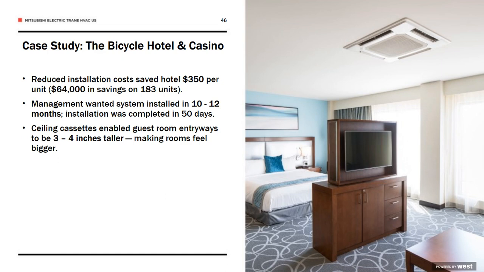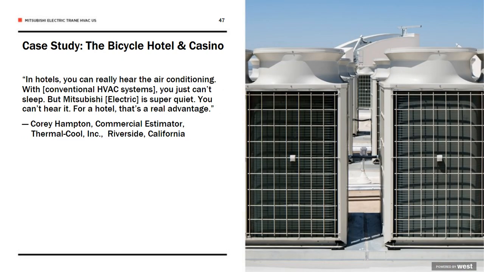The use of ductless ceiling cassette indoor units also enabled the hotel's owner to make guest room entryways 3 to 4 inches taller, which translated to an overall bigger feel in the guest rooms. This, along with a quiet operation, ultimately leads to a better experience for the hotel's guests and contributed to the high-end nature of the hotel. The end result was a win-win for the Bicycle Hotel, reducing their overall installation and energy costs while introducing a better experience for their guests.